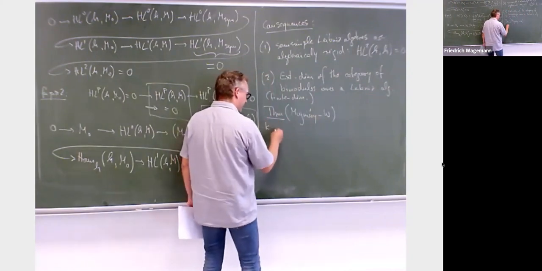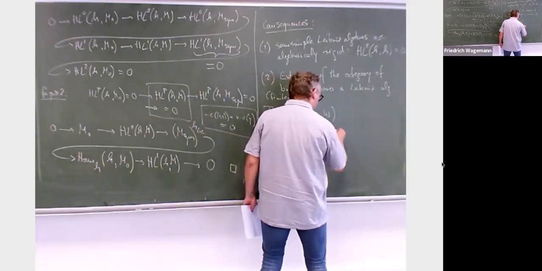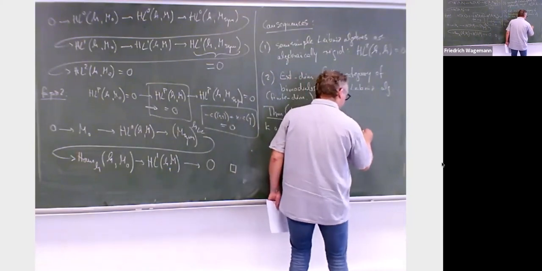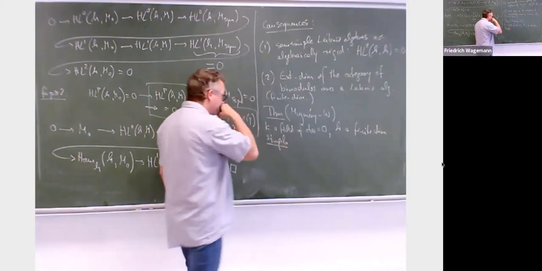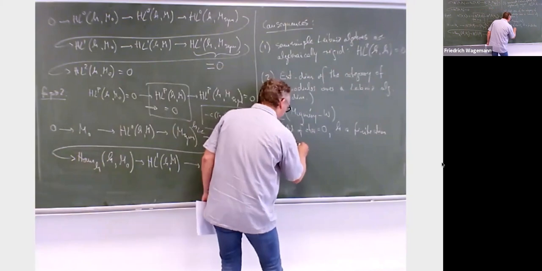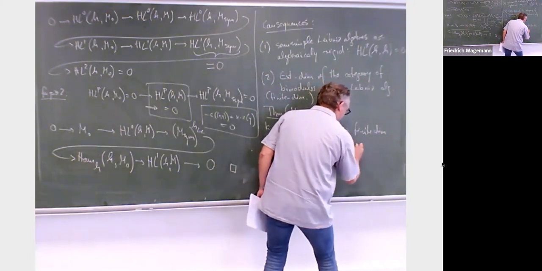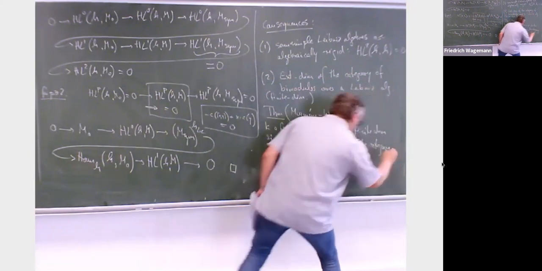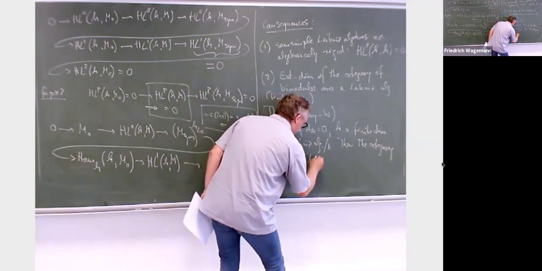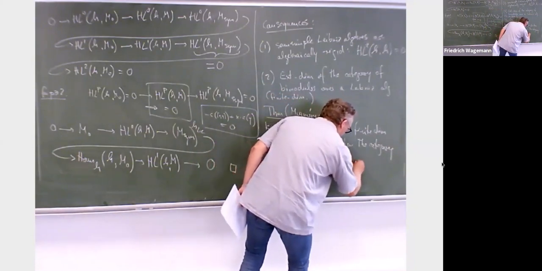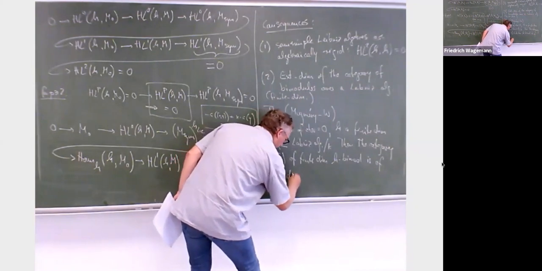So if K is a field of characteristic 0, and H a finite dimensional simple Leibniz algebra, now I take simple, not semi-simple, then the category of finite dimensional H-bimodules is of Ext dimension equal to 2.